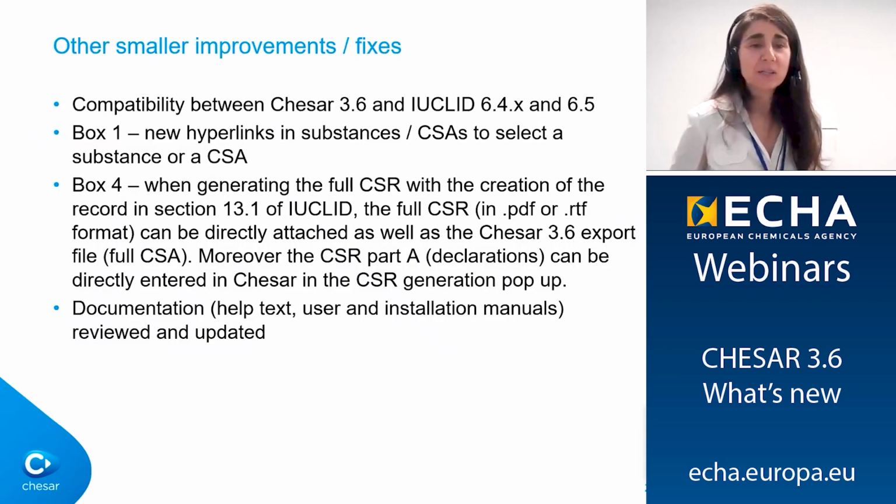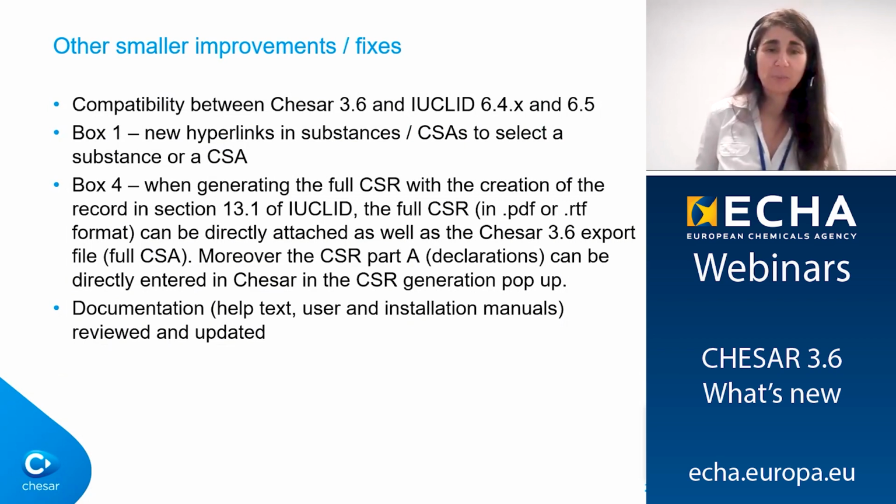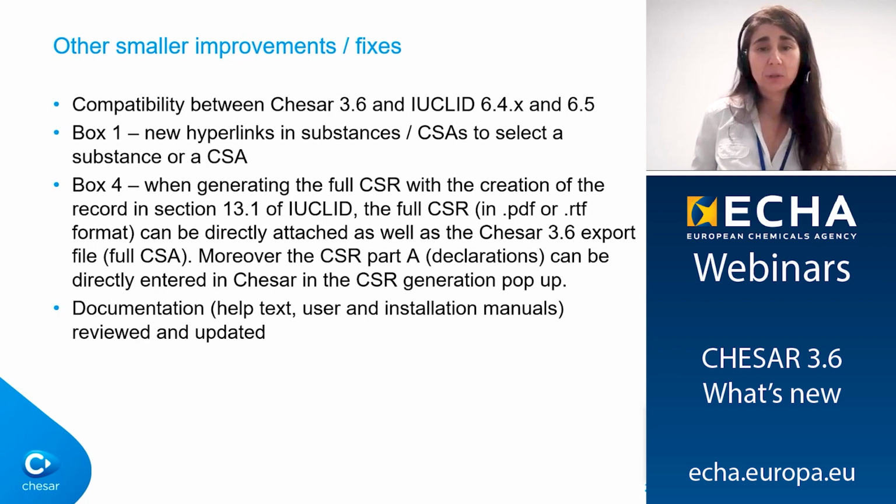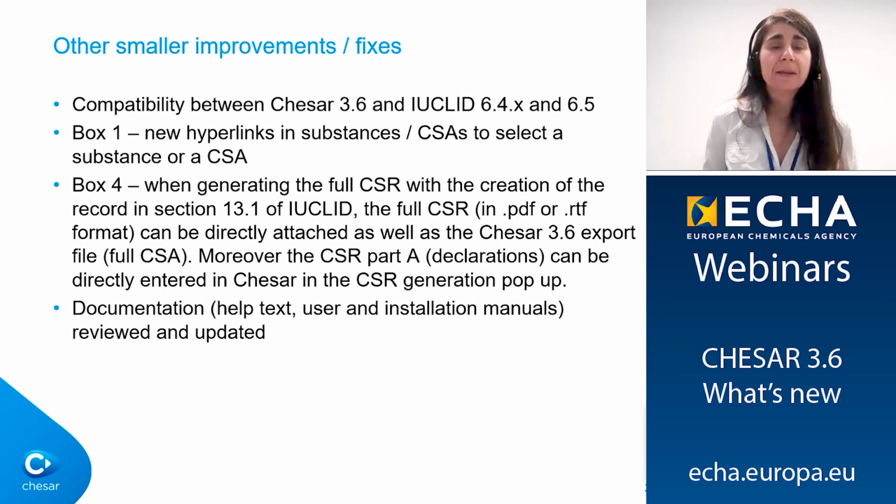Okay, and now let's move to the other smaller improvements and fixes of Chesar 3.6. First of all, we maintain the compatibility between Chesar 3.6 and the newly released IUCLID 6.4 and 6.5. Then in box 1, we have new hyperlinks in substances and CSAs so that it will be easier to select both substances and CSA, as well as the use map in case of a need.